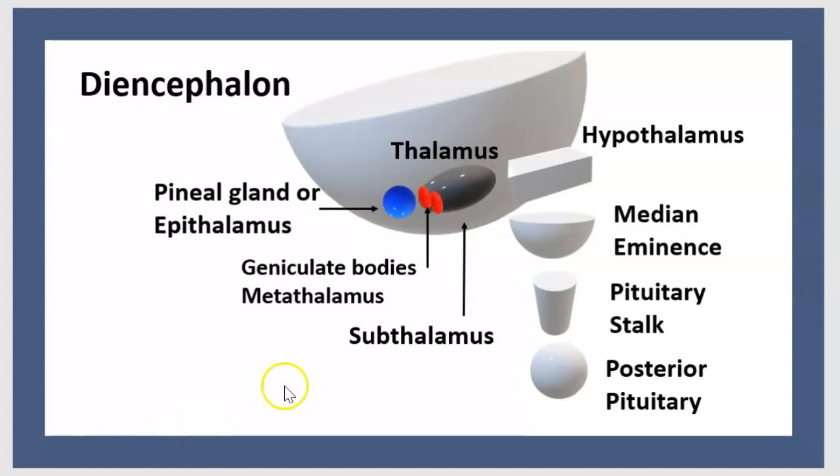Diencephalon includes epithalamus, pineal gland, metathalamus, geniculate body, subthalamus, hypothalamus, and posterior pituitary, of course, plus optic chiasma and thalamus.